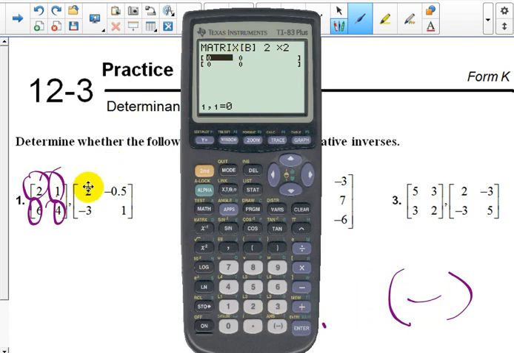So I'm going to put my first element in, 2, enter. The next one is negative 0.5. You don't have to type the 0. So it's the negation key, 0.5, and enter, and notice it says negative 0.5. Next is negative 3, so negation 3, enter, and then 1, enter.